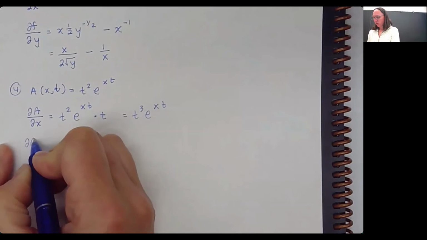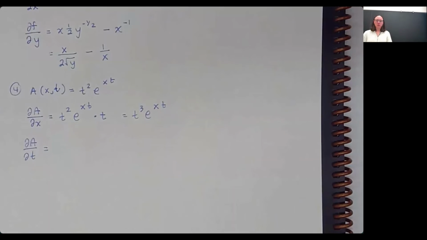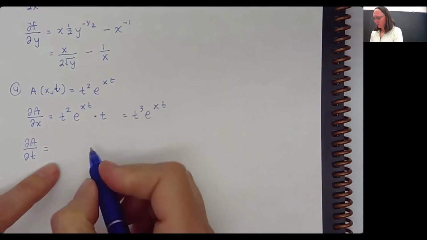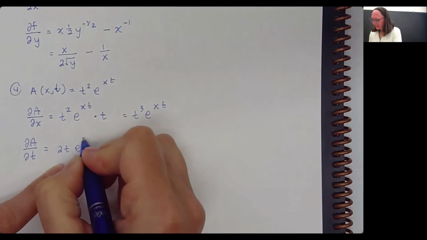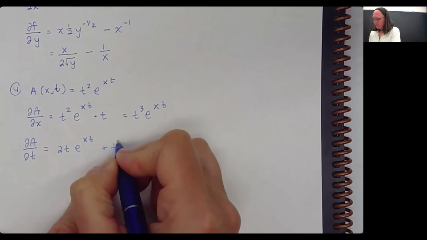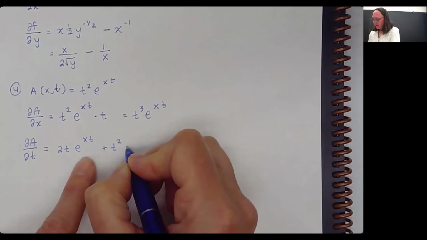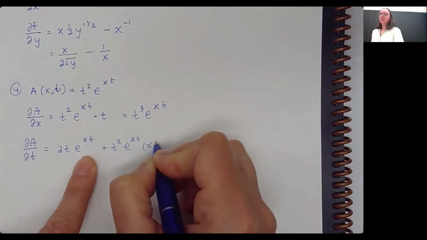When I take the partial of a with respect to t, now I do need to use a product rule. Derivative of t squared, I'd have 2t e to the xt plus t squared e to the xt times x.